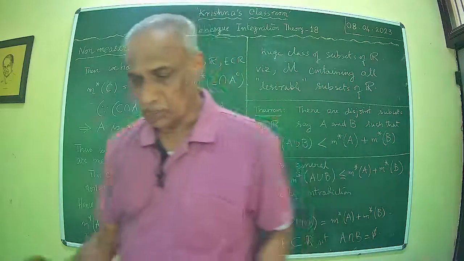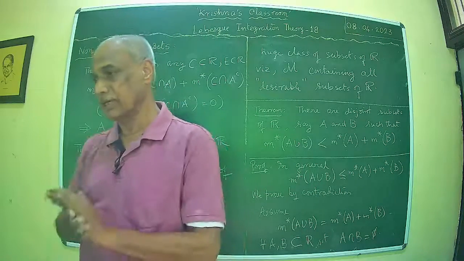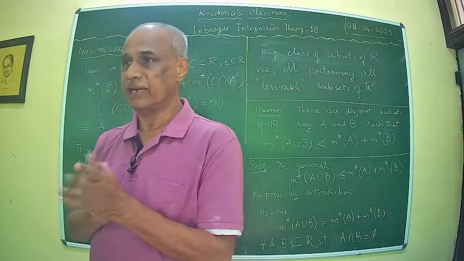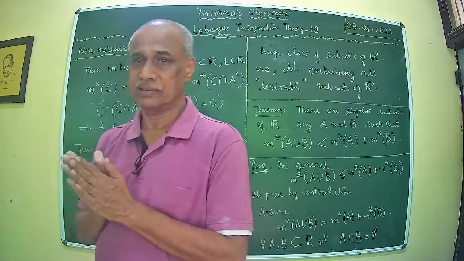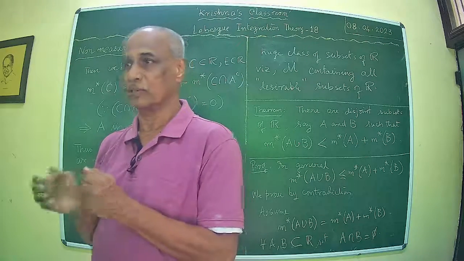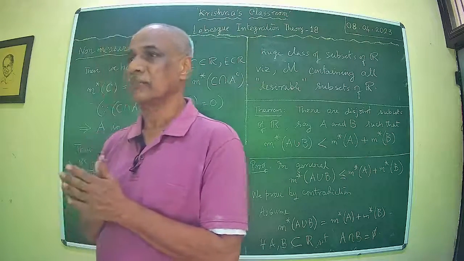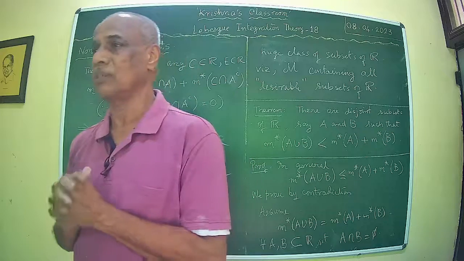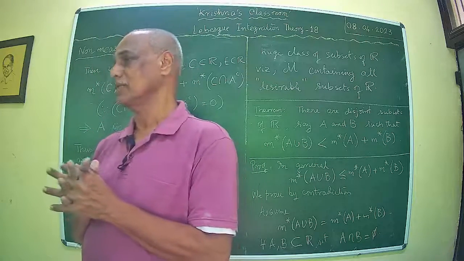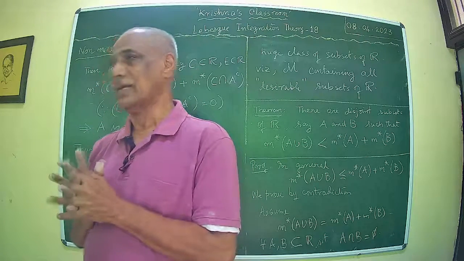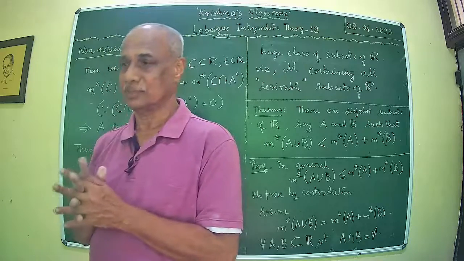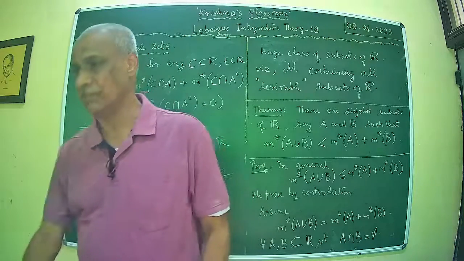So I think we will stop at this stage, right? So we have proved an important result, namely that there exist non-measurable sets. That means the class of all measurable sets is not as large as the set of all subsets. Thank you very much.